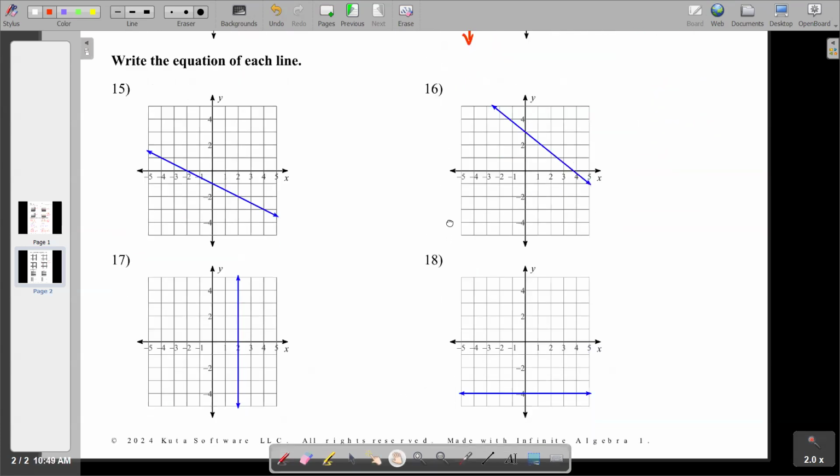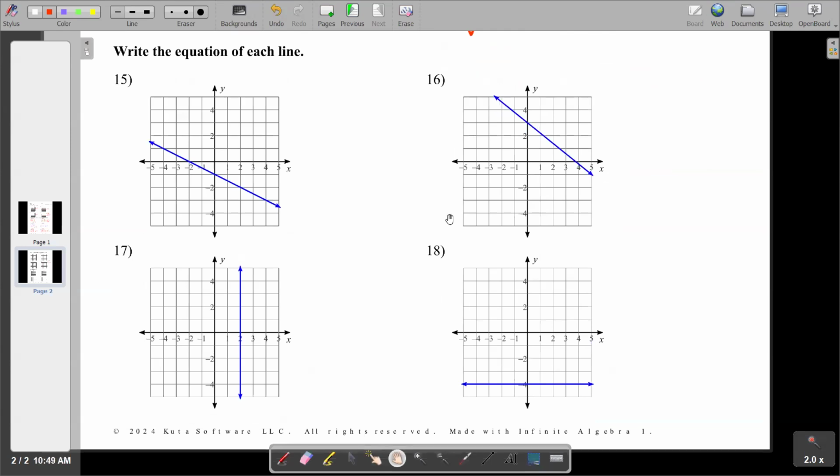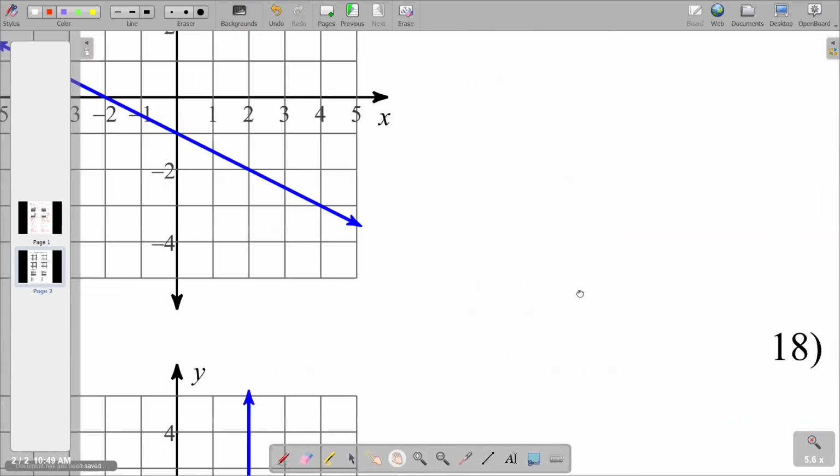So on these ones, we just have to write the equation. There's no work to show in a problem like this. The only thing you really could do to show work would be to sort of highlight your lattice points. So I'm going to zoom in on these just to help you see.